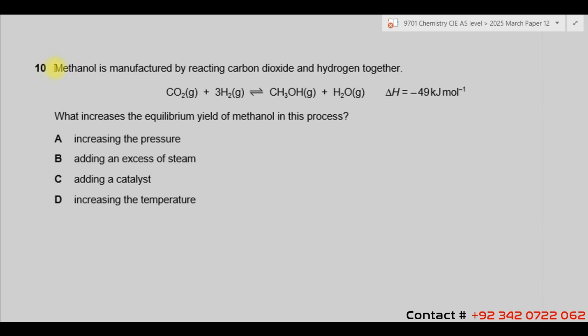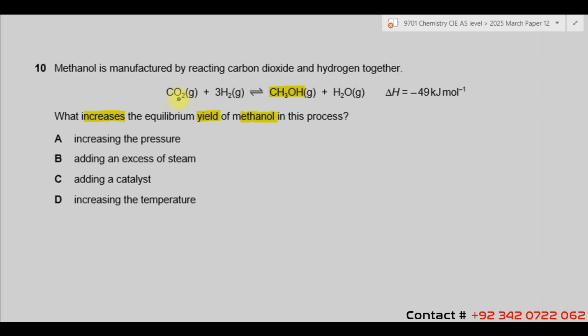Question number 10. Methanol is manufactured by reacting CO2 and H2 together. So we have carbon dioxide and hydrogen. The equation is given. Enthalpy change is negative. What increases the equilibrium yield of methanol in the process? So we have to look at this and the yield. First part is to increase the pressure. For pressure, let's look at the state, whether they are gases. All of them are gases.